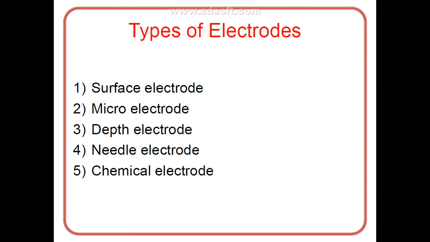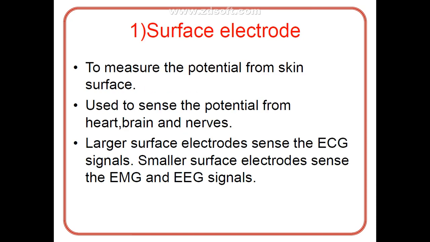Next we discuss the types of electrodes. Electrodes consist of 5 types. First one is the surface electrode. Second one is the micro electrode. Third one is the depth electrode. Fourth one is the needle electrode. And fifth one is the chemical electrodes. Now let us see one by one.